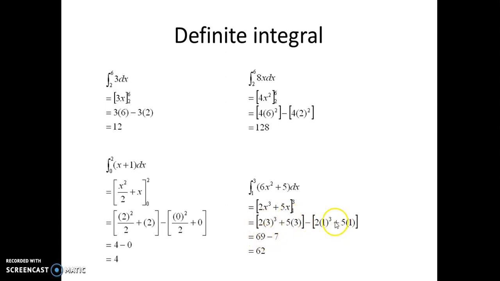And now you evaluate at the lower limit, f of a, and you substitute the 1 in wherever you have the x, and you're going to get 7, and 69 minus 7 will give you 62. So again, it gives you the area below a curve between the following limits.